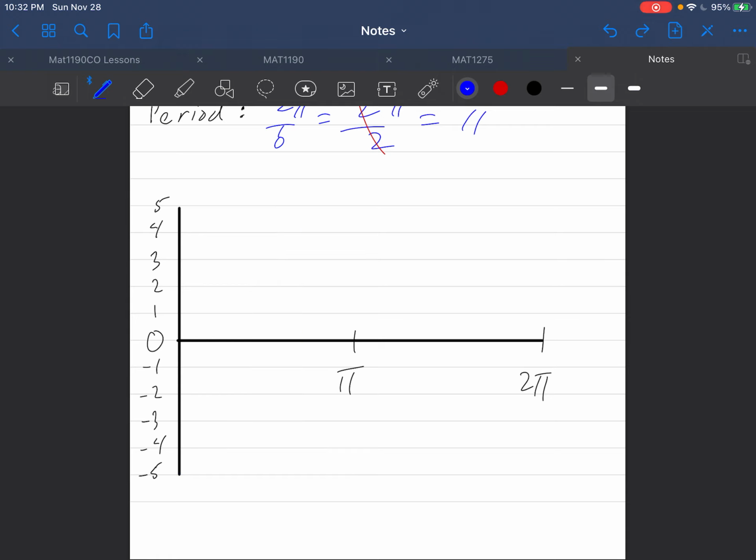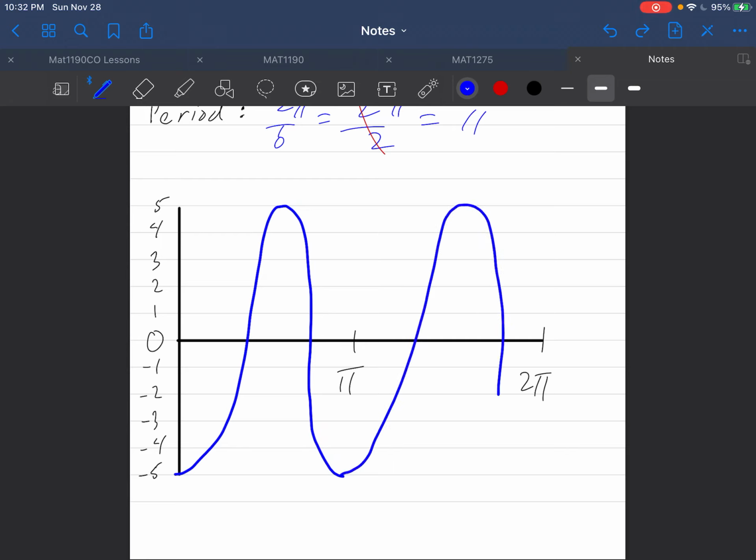All right, let's draw that better. Much better looking, right? Much skinnier. And then from pi to 2 pi, it does that again. So if you're asked to draw one full wave, you only need to draw this portion here, right? You might be asked to identify what this graph looks like from 0 to 2 pi or something like that, which in this case, it's going to be completing 2 full waves.